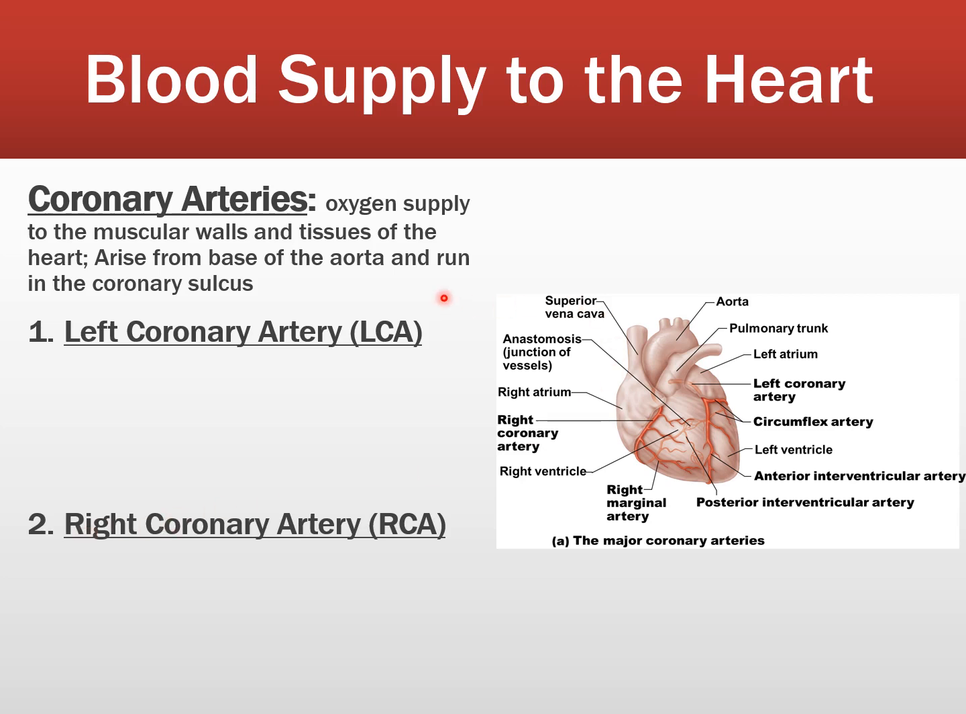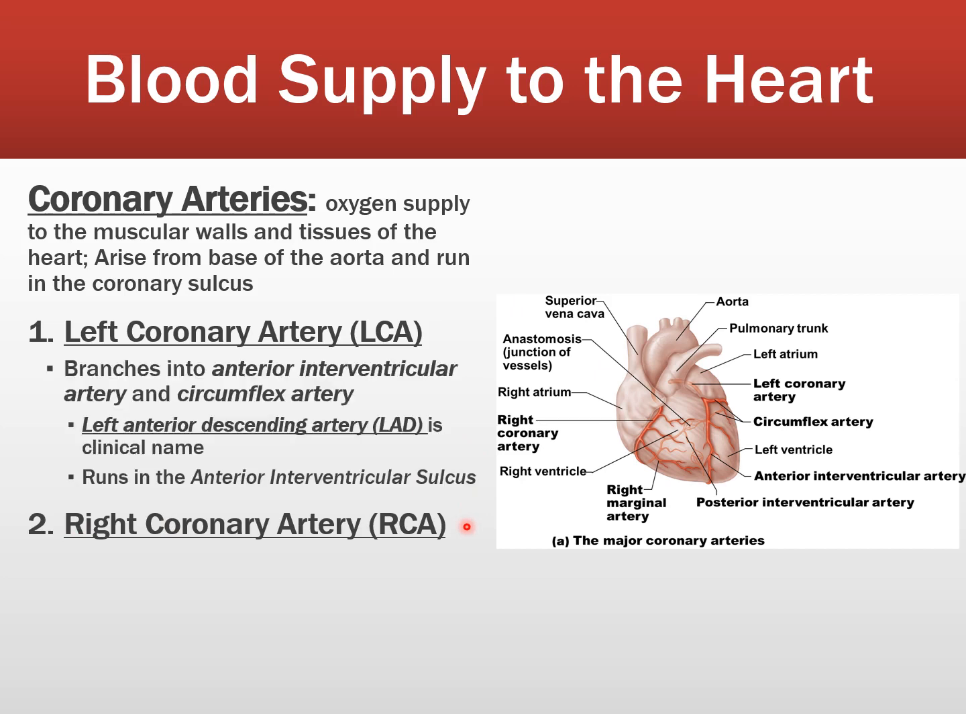So if we follow where these coronary arteries go, we have our left coronary artery, okay? And it's going to give off that circumflex artery branch, and it's going to continue as the anterior interventricular artery. Okay. So it's also called the left anterior descending artery. So LAD is another clinical name for it. But I like the interventricular artery because it runs in that interventricular sulcus. So however you remember it, but I like interventricular artery best.